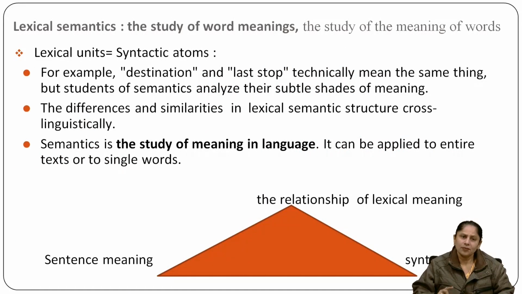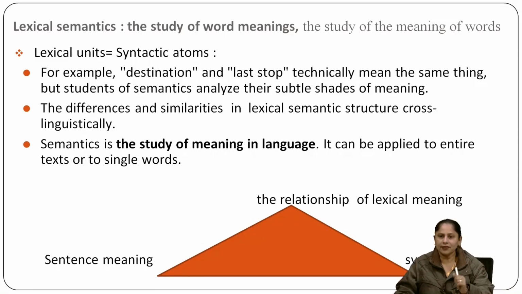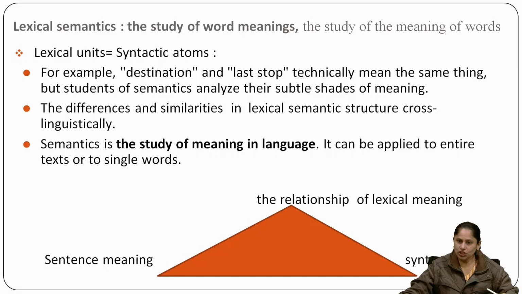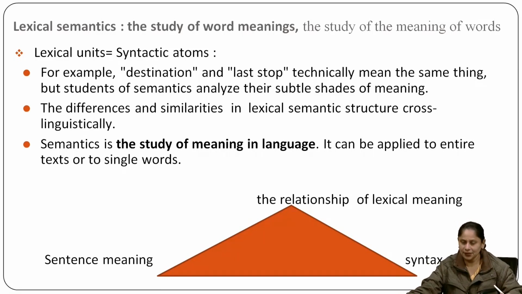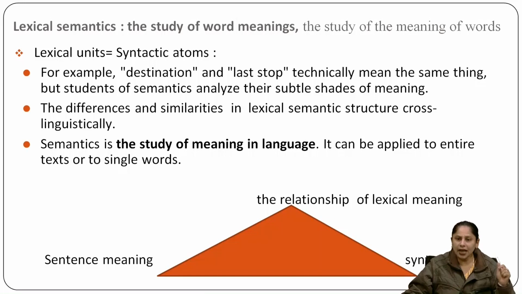Here there is a diagram also. You can see this diagram: the sentence meaning, the relationship of lexical meaning, and the syntax, which is written exactly behind my chair. The diagram suggests that there are three things you have to focus on in a triangle: the relationship of lexical meaning, the sentence meaning, and the syntax. If these three are interconnected, there occurs lexical semantics.